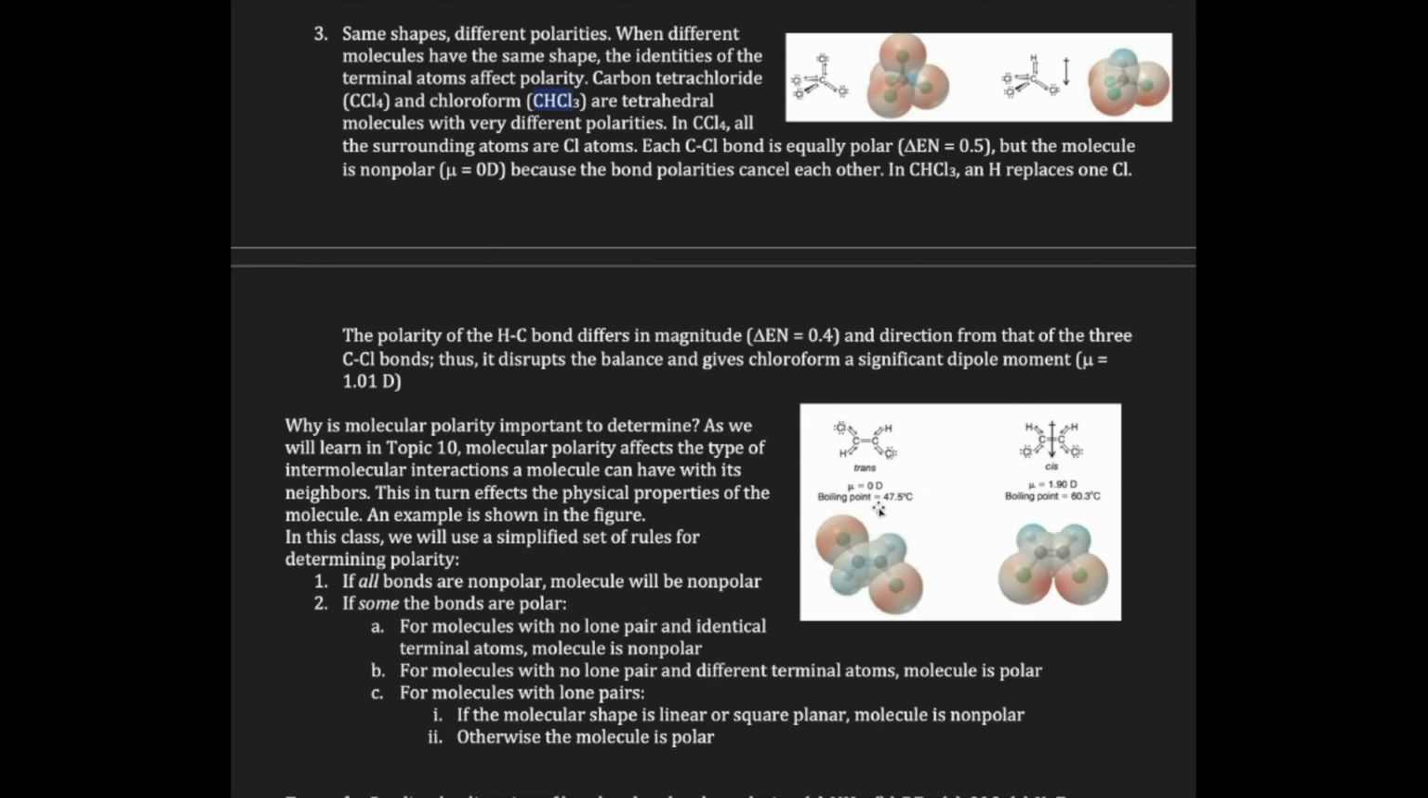Well, it turns out that if you actually try to boil these two molecules, one of them boils at about 48 degrees Celsius, and the other one boils at 60 degrees Celsius. Okay, so quite a bit of a difference just because of the polarity, okay? It actually changes the way the molecule behaves just because of this little simple difference in their property.